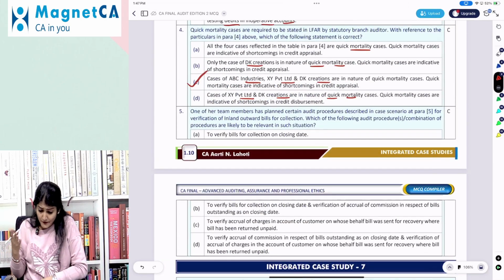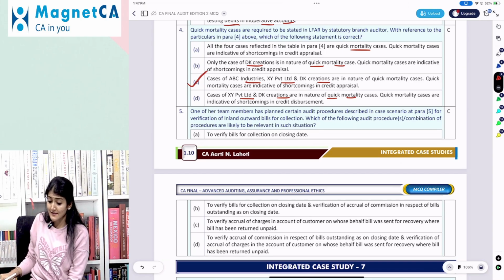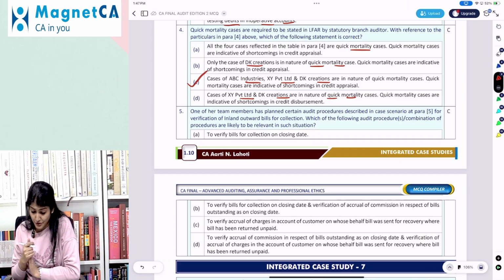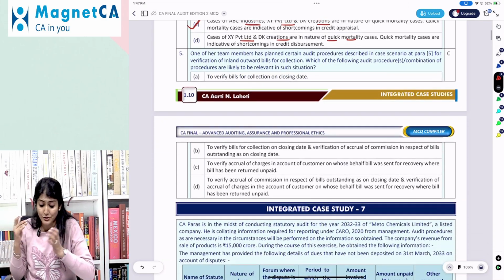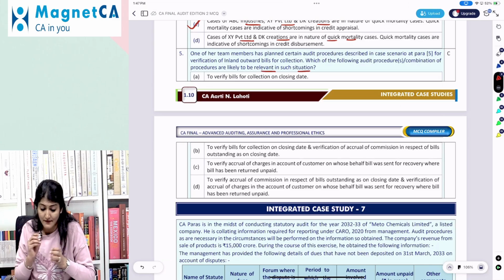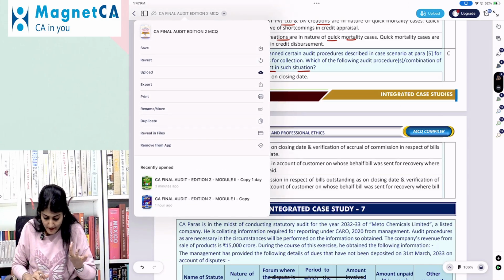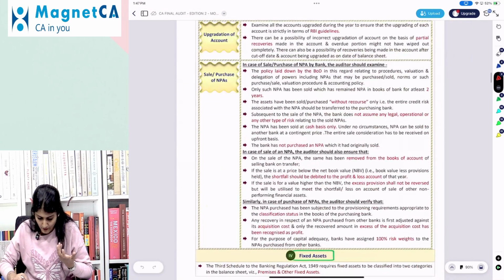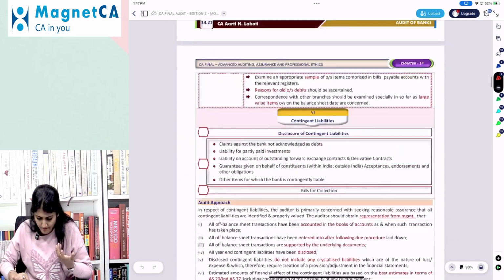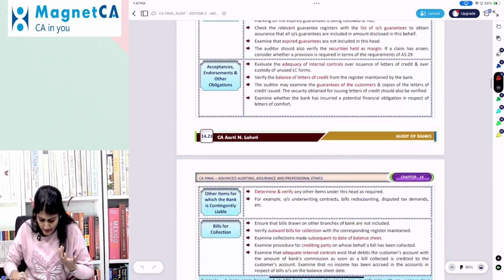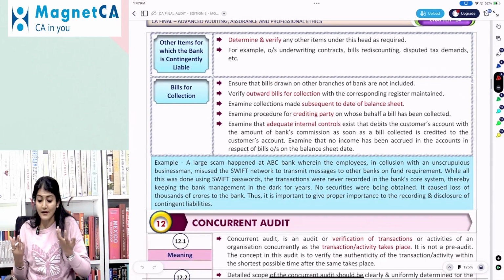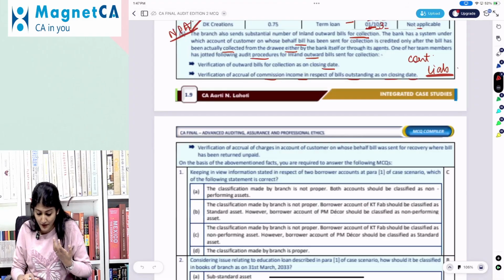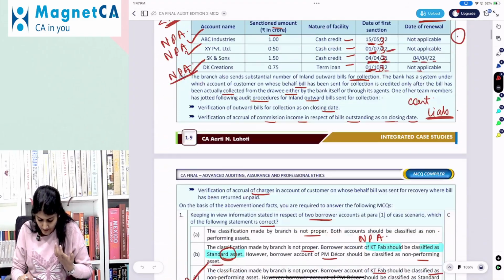And one of our team members has planned certain audit procedures described in the case scenario at para 5 for verification of the inland outward bills for collection. Which of the following audit procedure or the combination of the procedure are likely to be relevant in such situation? Right. So again, now for the bills sent to the bank for collection, it says which are the correct audit procedures to be performed. Right. So again, if I come to the right, the verification of the contingent liabilities, wherein you have the bill sent to the bank for the collection. Right, so it says which are the audit procedures which would be appropriate, right? So what does it say?